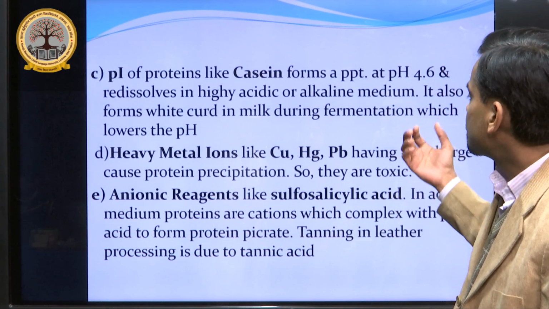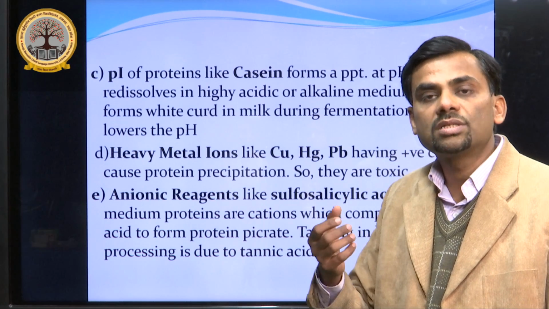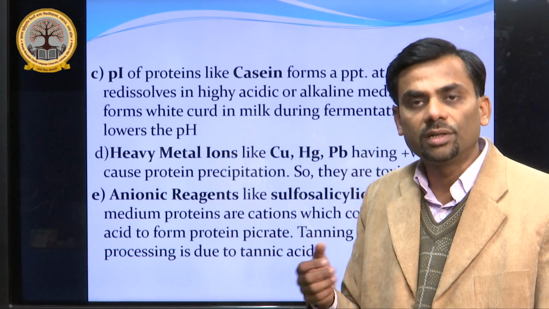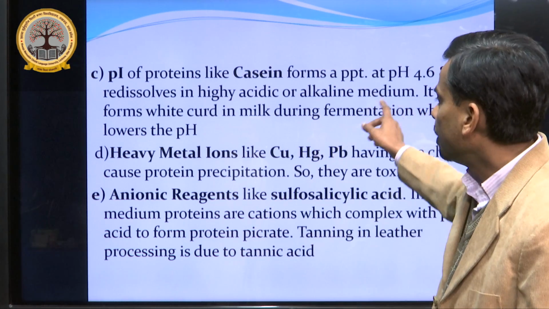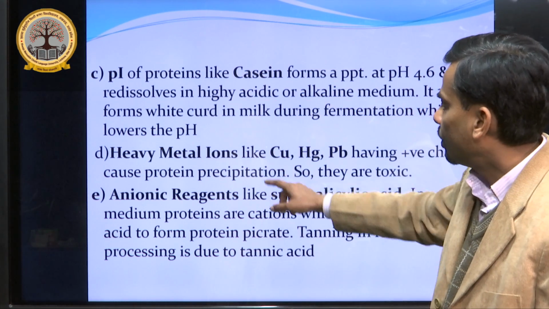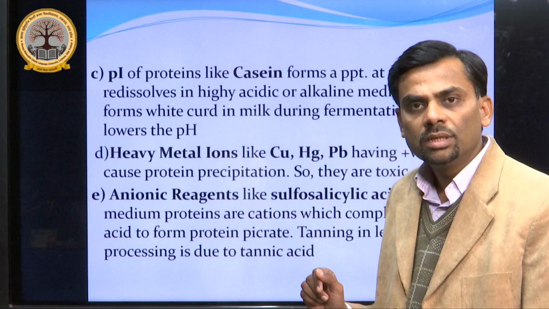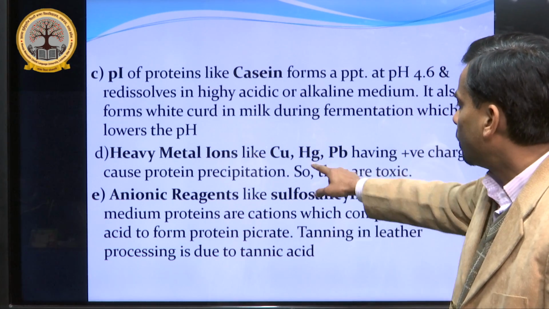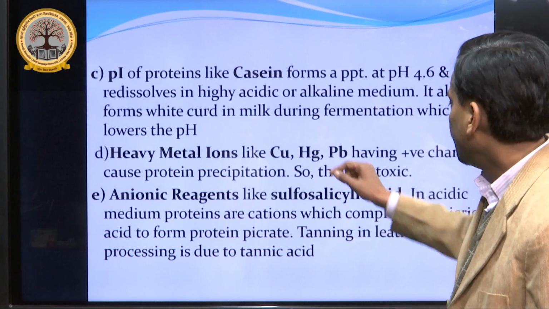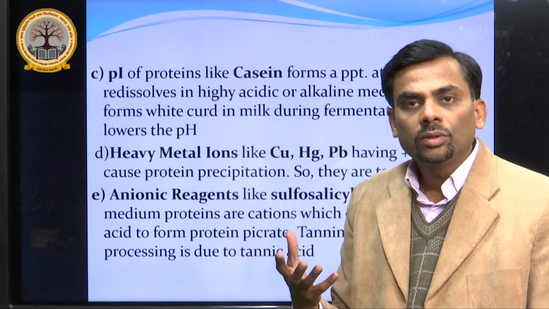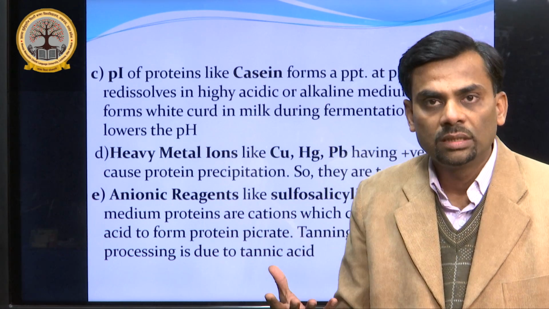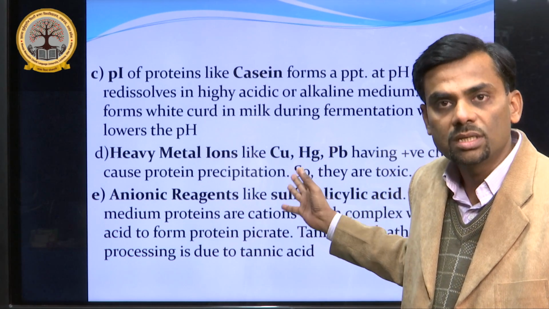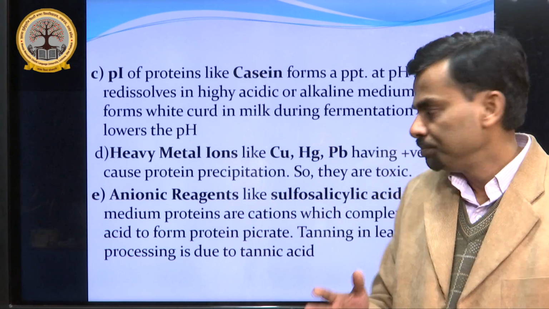So this lactobacillus lowers the pH of the milk when it is present for making curd. This leads to curdling of milk due to casein. Now other factors which cause precipitation of protein are heavy metal ions like copper, mercury and lead. What they do? They disrupt the charges. Here the main factor is that they are disturbing the charges, not the shell of hydration.